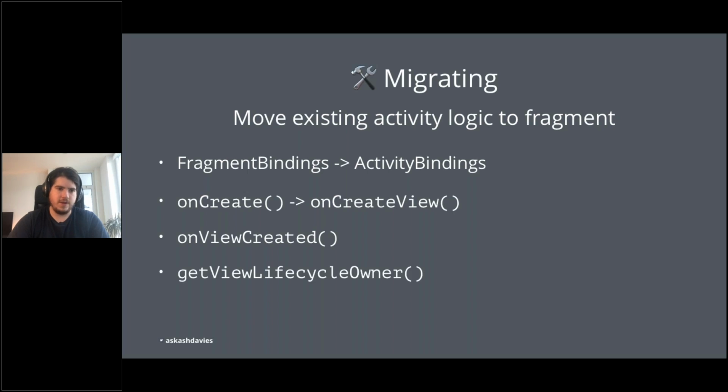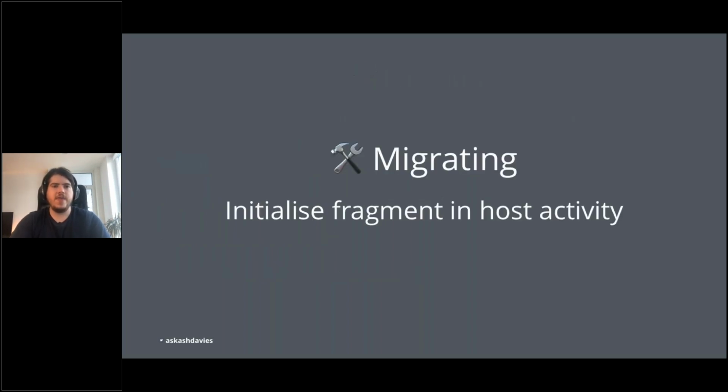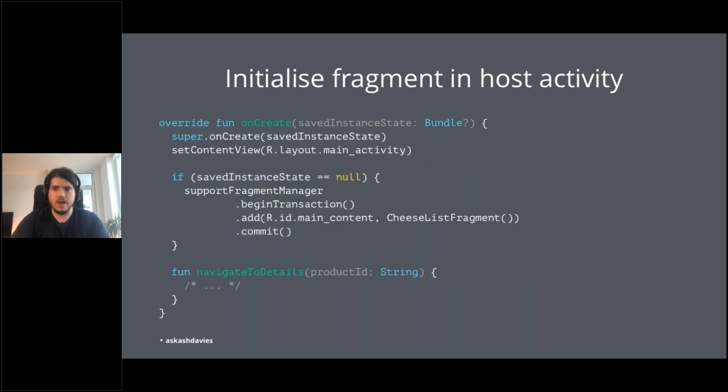And of course, you're using the view lifecycle owner. As mentioned, if you're using view models extensively already, you shouldn't have much logic in your activity anyway. So moving these behaviors over to fragments should be trivial in most cases. And then you can initialize a fragment in the host activity, like so. It's no more difficult than just adding a fragment to your host.